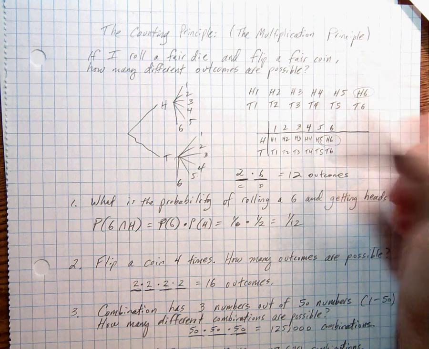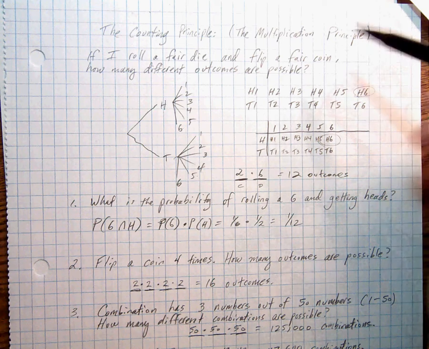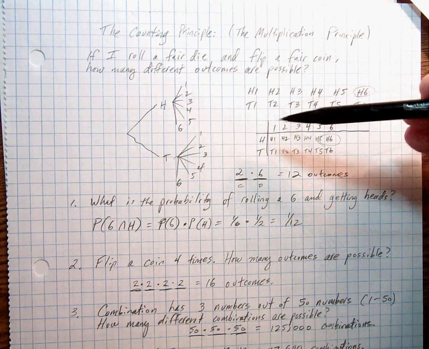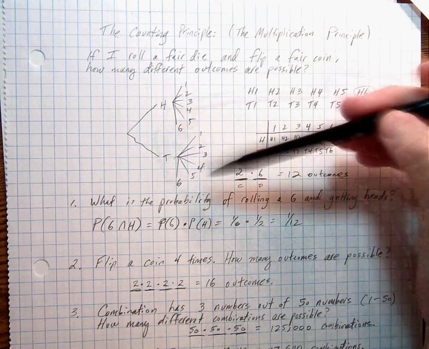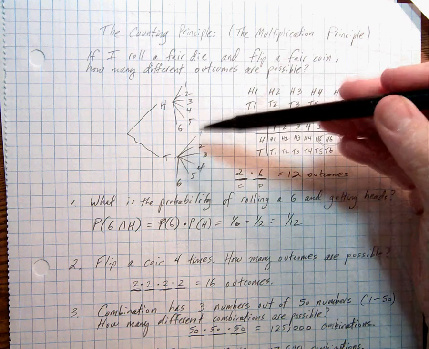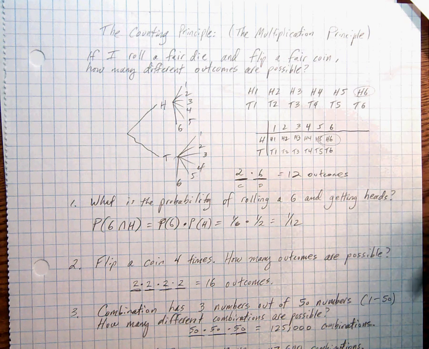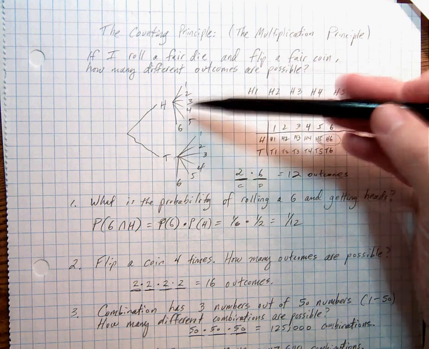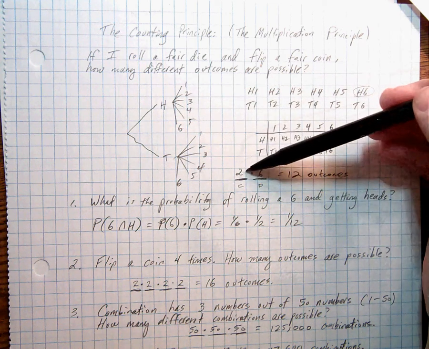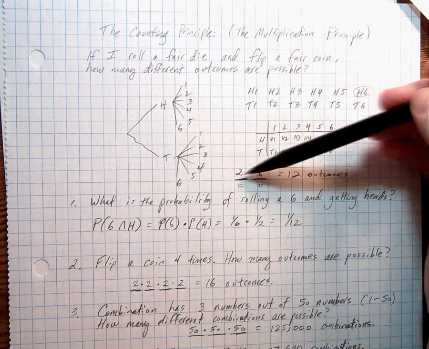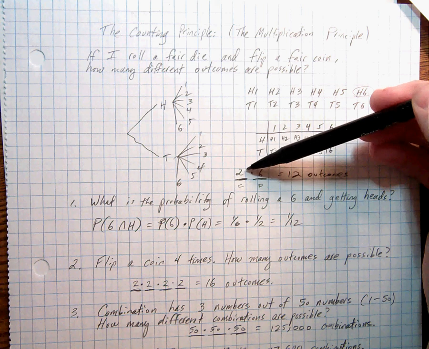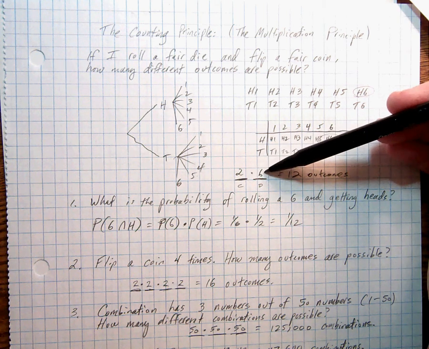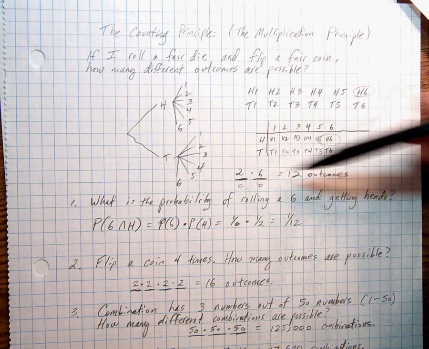If you just want to know how many outcomes there are, as long as these are two independent events, which they are, the coin flip doesn't affect the roll of the die and vice versa, then you just multiply the possibilities for each event. So there's 2 outcomes possible on the coin flip. There's 6 outcomes possible on the die. So 2 times 6 is 12 different outcomes.